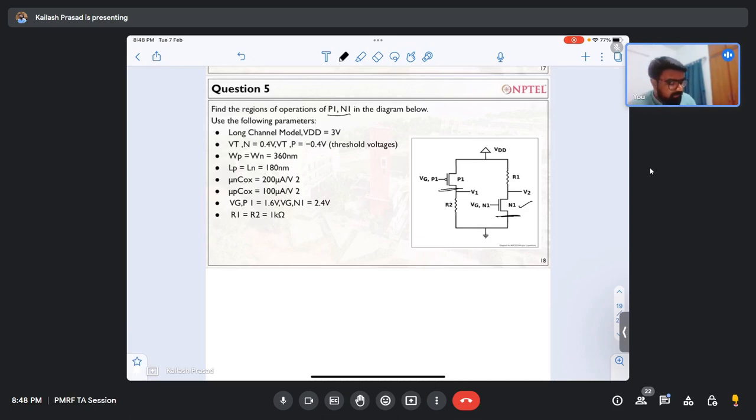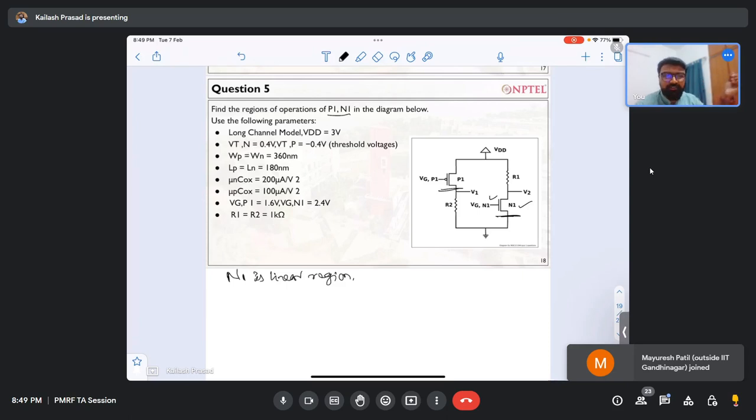Okay, so let's see N1. There is actually no real way by which we should approach this question. So we will start with N1, and let us assume that N1 is in linear region. I hope everybody remembers PMI, mathematical induction, we read in class 12, where we assume something and then try to prove the hypothesis. We will use the same concept over here. We assume that N1 is in linear region.